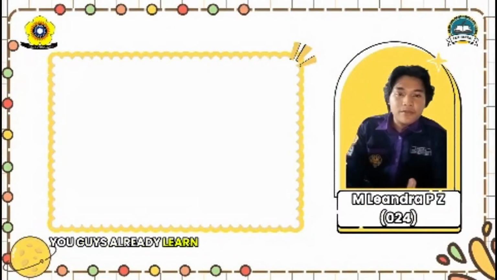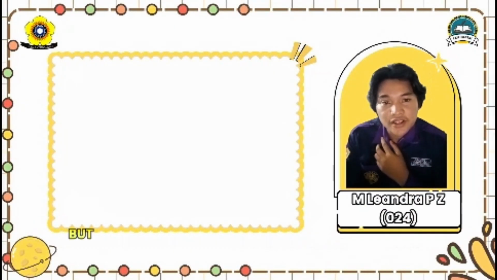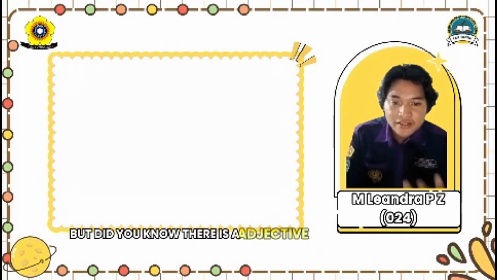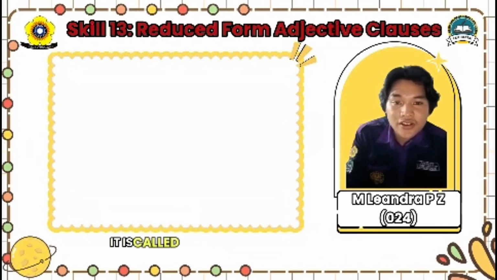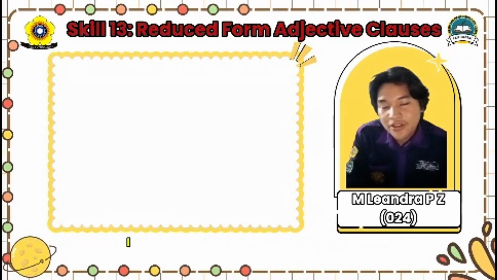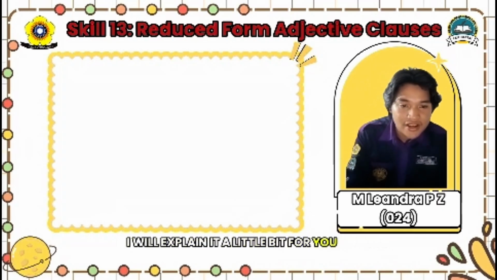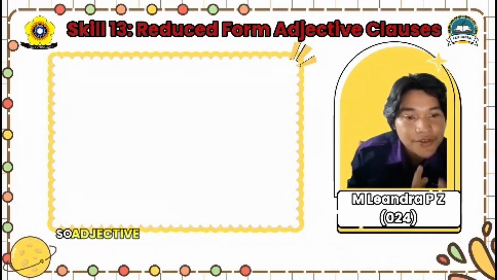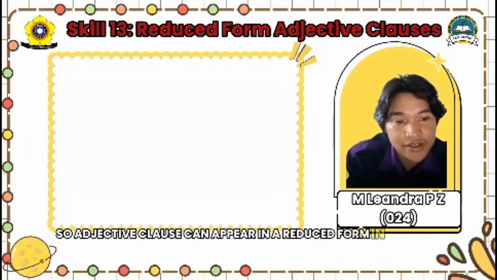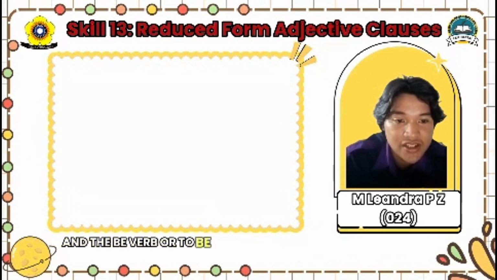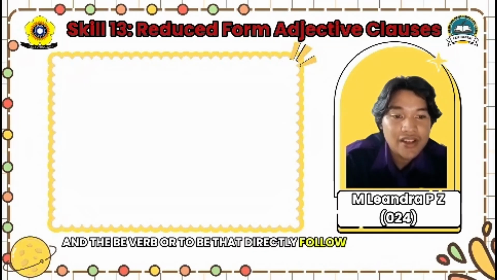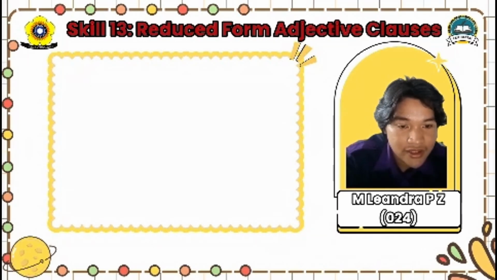You guys already learned about adjective clauses, but did you know there is an adjective clause that can be reduced? It is called a reduced form adjective clause. I will explain it a little bit for you guys. So, an adjective clause can appear in a reduced form. In reduced form, the adjective clause connector and the be verb that directly follow it are omitted.